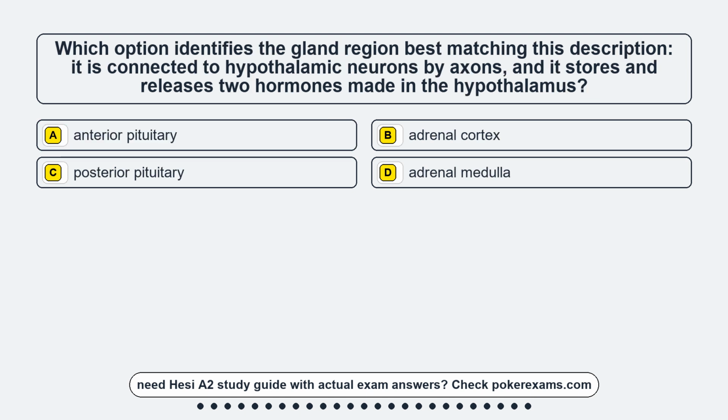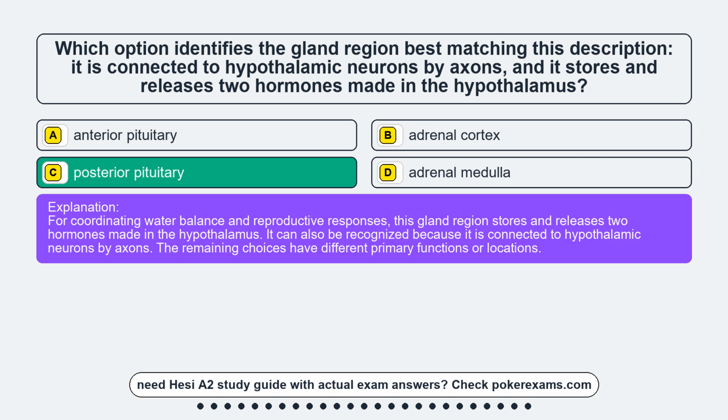Question 21. Which option identifies the gland region best matching this description? It is connected to hypothalamic neurons by axons, and it stores and releases two hormones made in the hypothalamus. Option A, anterior pituitary. Option B, the adrenal cortex. Option C, posterior pituitary. Option D, the adrenal medulla. The correct answer is option C, posterior pituitary.